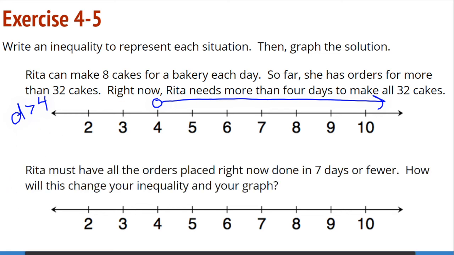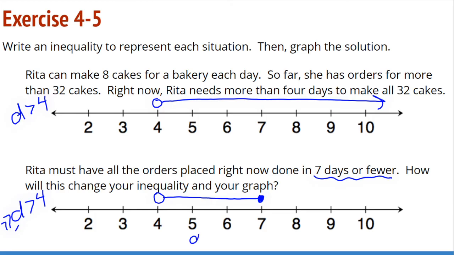Rita must have all the orders placed right now done in 7 days or fewer. Oh, so she doesn't just have more than 4 days, she's also got a deadline, a time she has to have it finished by. So she's going to need more than 4 days, but she's also going to need less than 7 days. So more than 4, but less than 7. Oh, it says 7 days or fewer. That means I can include the 7. That's a whole extra day there.